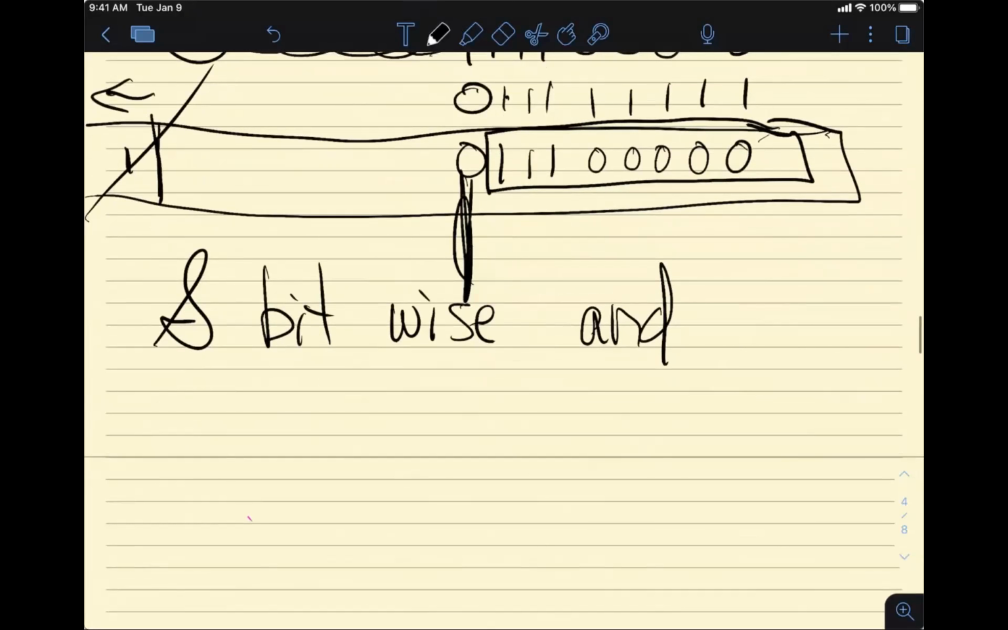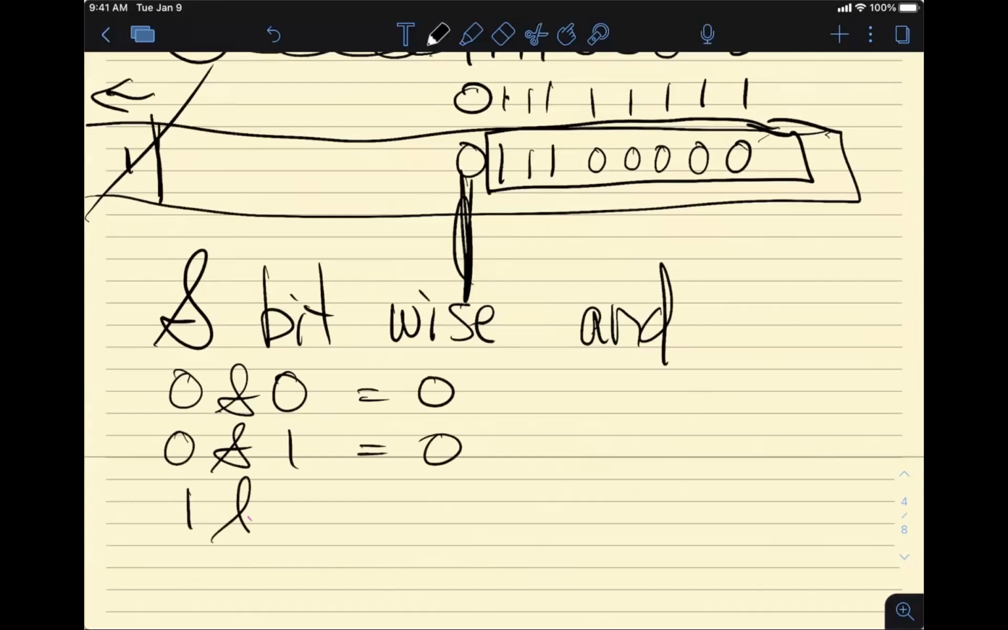So the rules are 0 and 0 is 0, 0 and 1 is 0, 1 and 1 is 1, and 1 and 0 is 0. Okay? And once again, it's done bitwise. So the first bit is ANDed with the first bit, second bit ANDed with the second bit, etc.